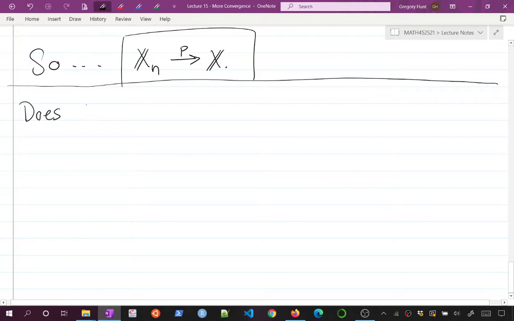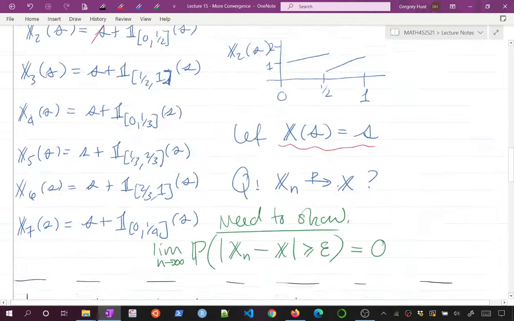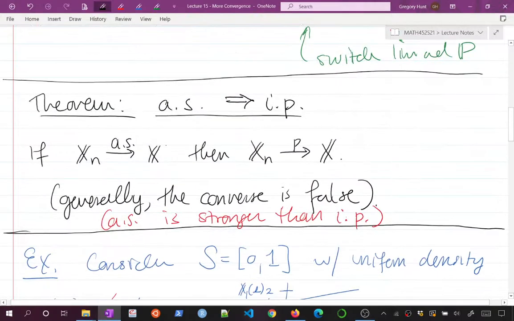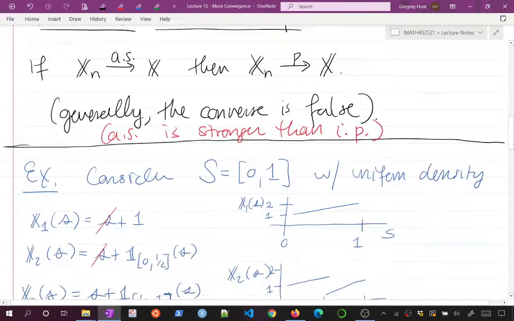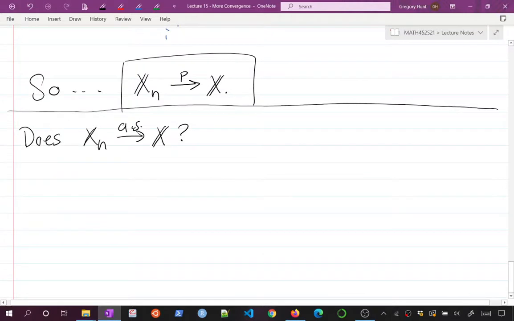And a question is, does xn converge almost surely to x? Now, we don't know. We have a theorem that says if it converges almost surely, then it converges in probability. But we don't know if it converges in probability, whether it converges almost surely or not. At least we don't have any theorems yet to guide that intuition. So a second question is, does this thing converge almost surely to x? So let's look at this problem.